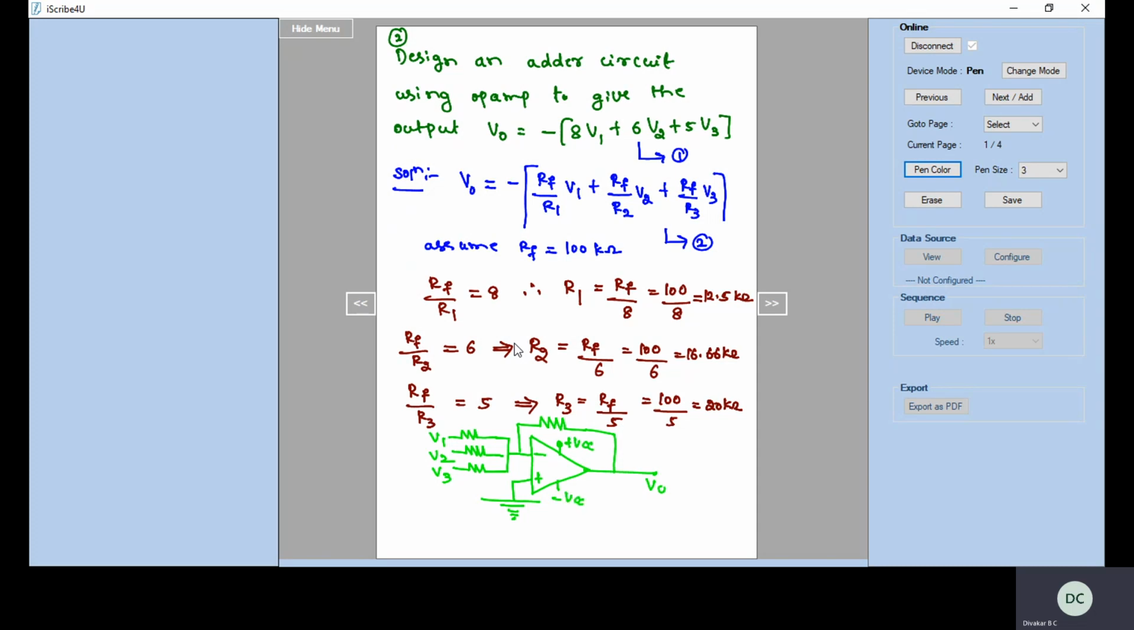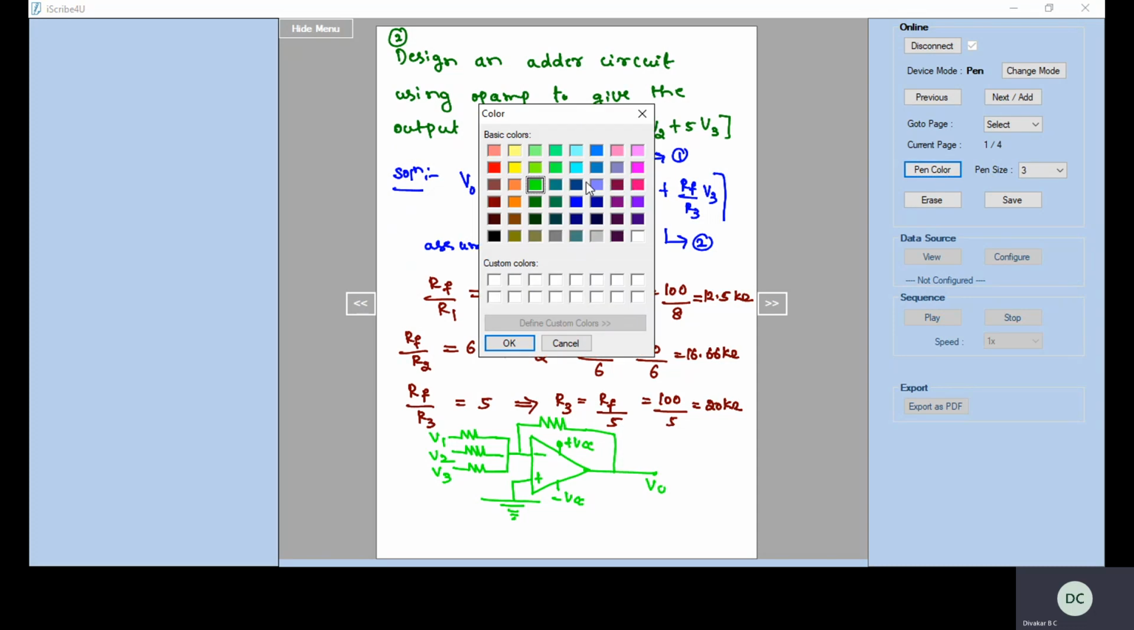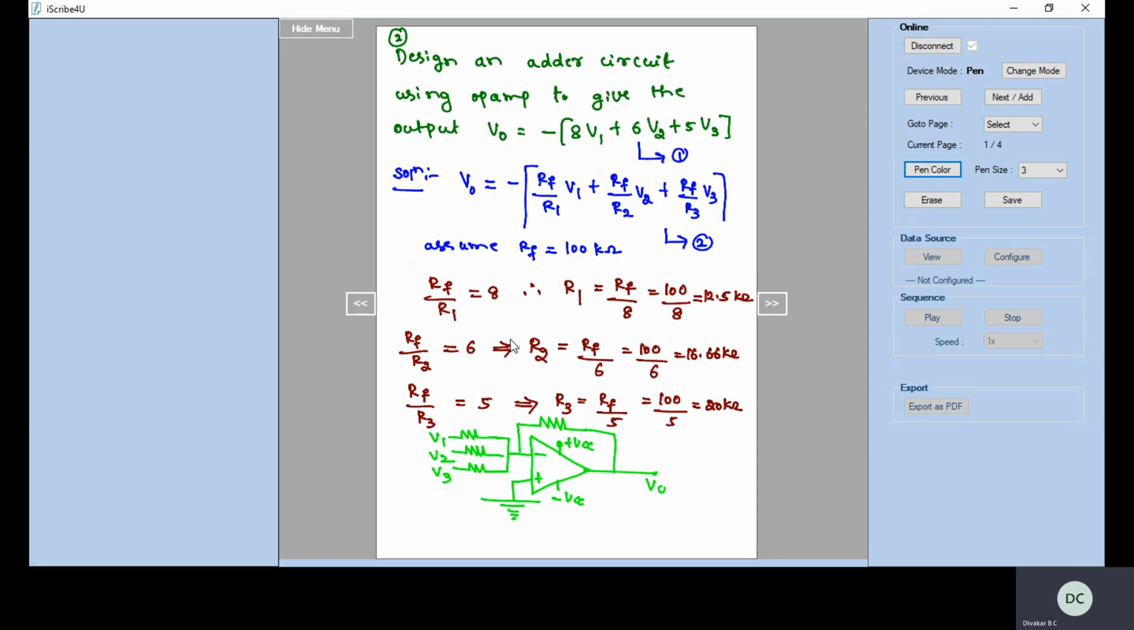So we have designed the value of the resistances. Now indicate the values of the resistors we have calculated. So R1 is 12.5K, R2 is 16.66 kilo ohms, R3 is 20 kilo ohms, and Rf is the feedback resistance we assumed, 100 kilo ohms.